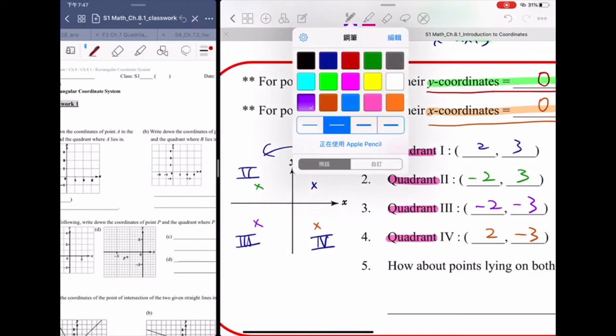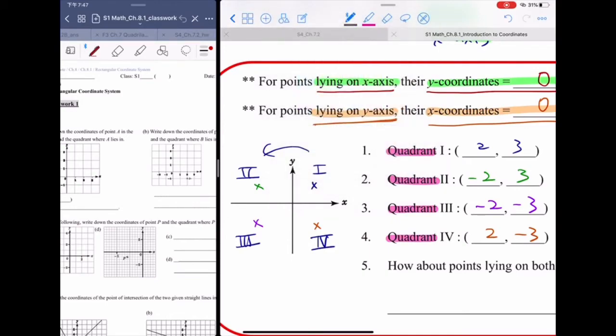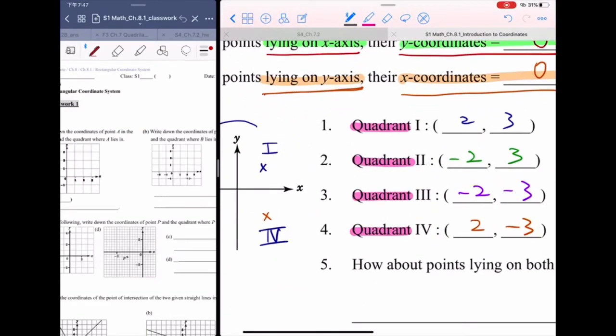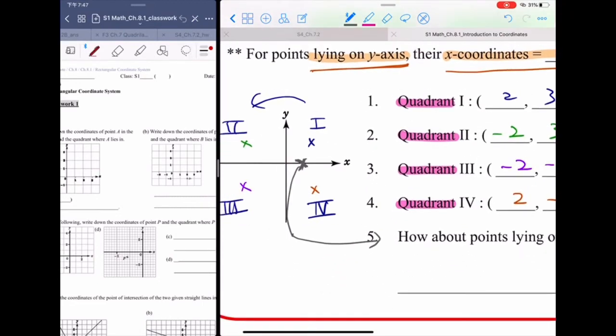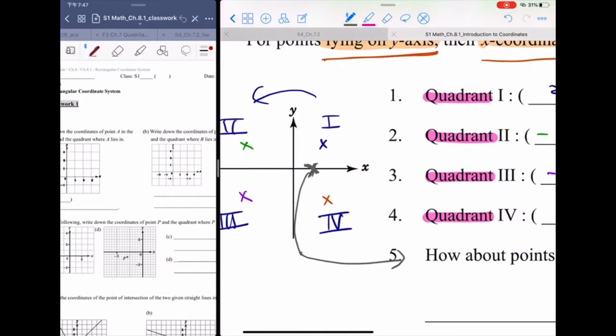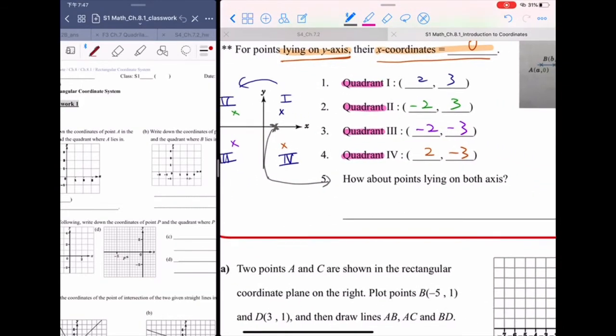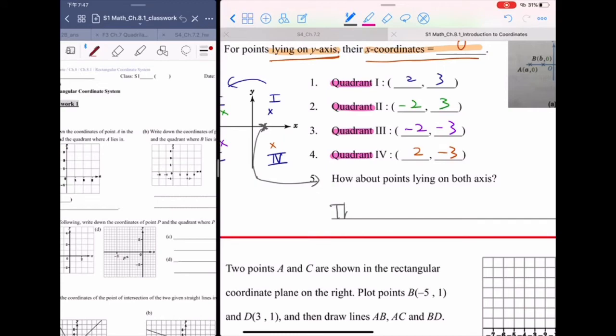Then one question. How about if the point lies on the axis? Which quadrant does it belong to? Does it belong to 1? If I say 1, how about 4? So therefore, the answer is they do not belong to any quadrant. They are special.